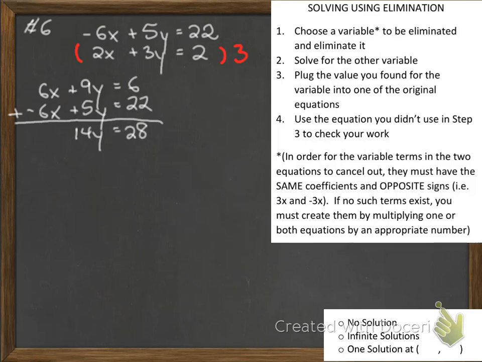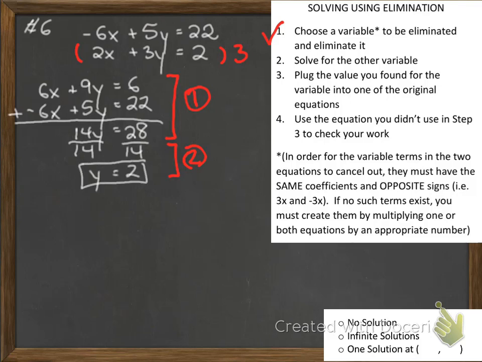Okay, so again, all of this is step 1. So now I'm on to step 2, which is to find the value of, in this case, y. If I divide both sides by 14, I find out that y is equal to 2.